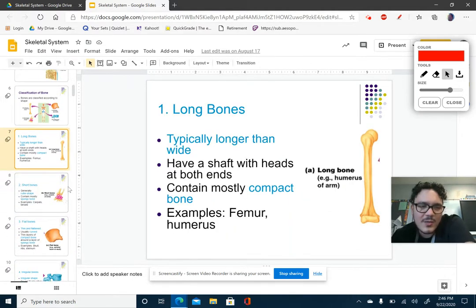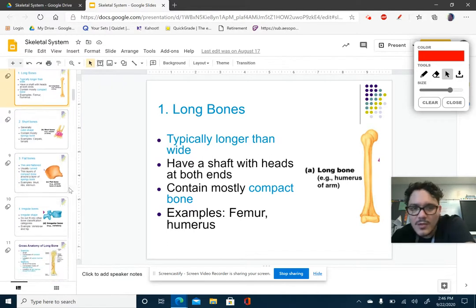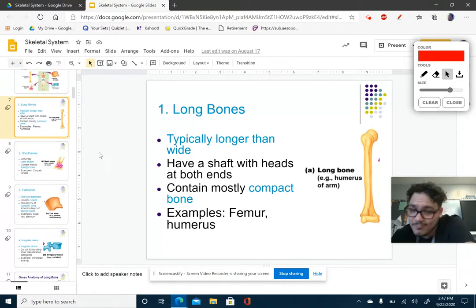So let's talk about these bones individually one by one. Long bones are typically longer than wide. Makes sense, it's in the name. They have a shaft with heads at both ends. I always think of the classic bone like from Flintstones or any cartoon where a dog's chewing on a bone. That's usually the bone that you see. Like if you think of Bam Bam from Flintstones, the bone that he's using is typically going to be the femur, one of the largest bones of the human body, found in your thigh.